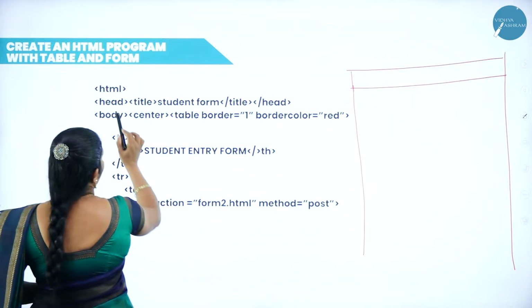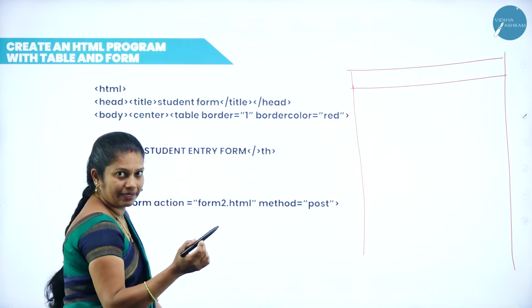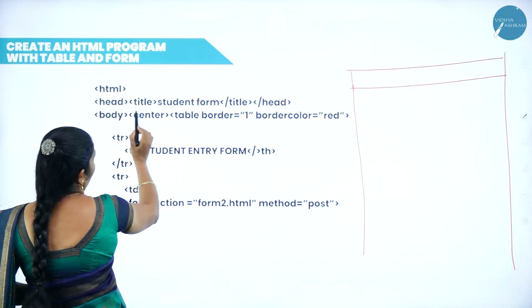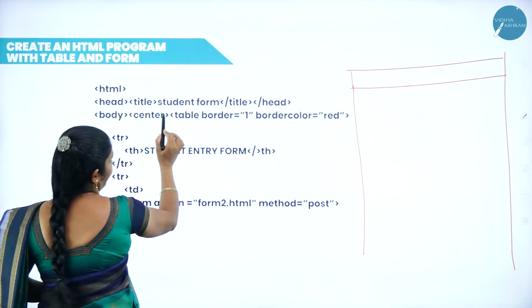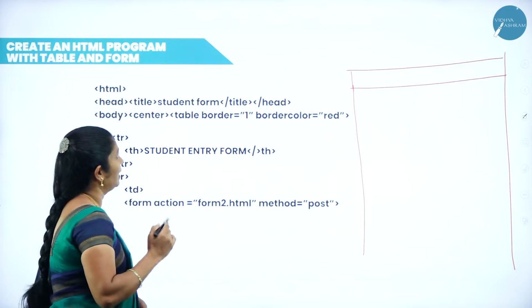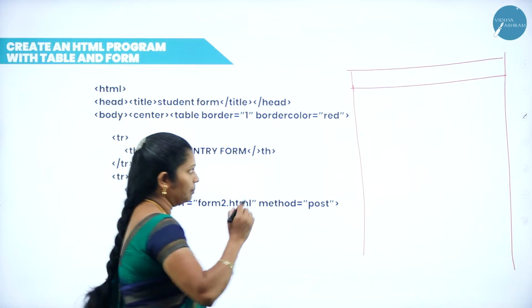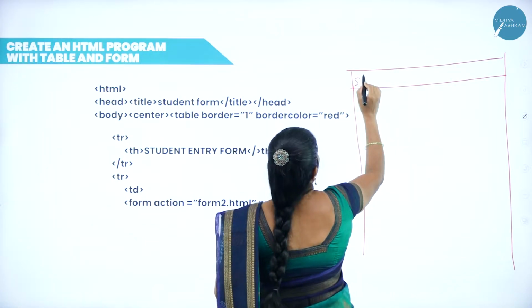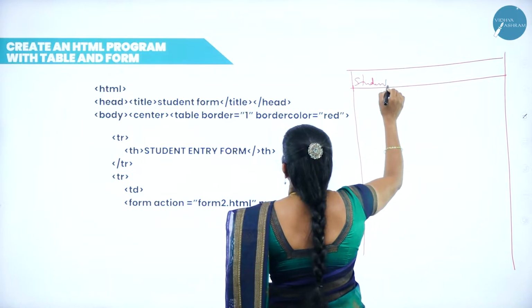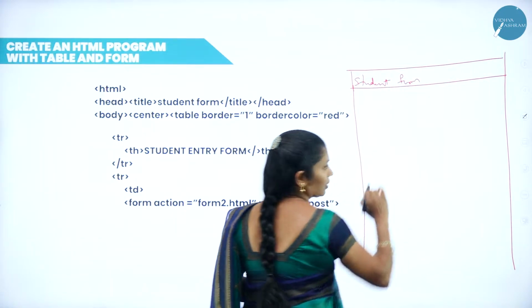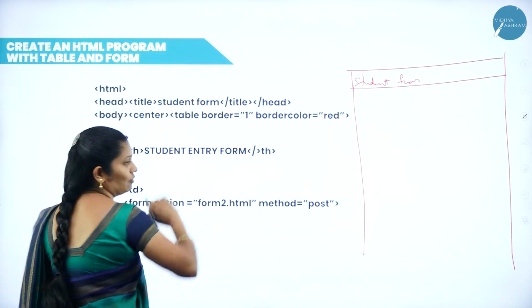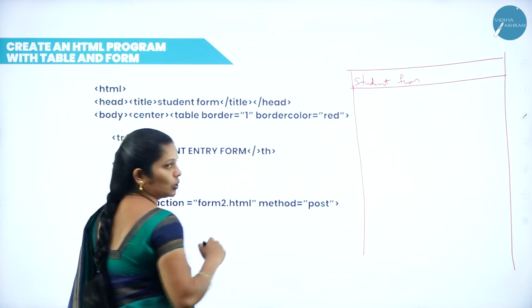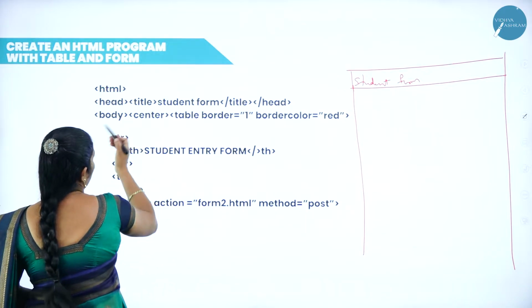In the same way, here consider we have the HTML tag. Inside the HTML, we have head. Inside the head, the title always comes. Then title. In the title, we display student form. It means that here I want to display student form. Consider in the title bar, I just want to display student form. Then I will close the title, then close the head part. Then we will open the body.